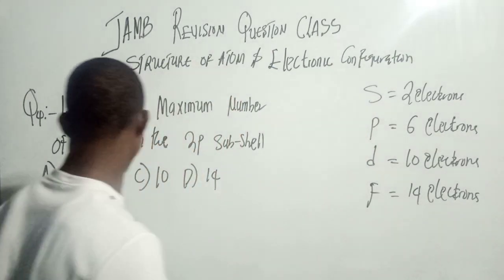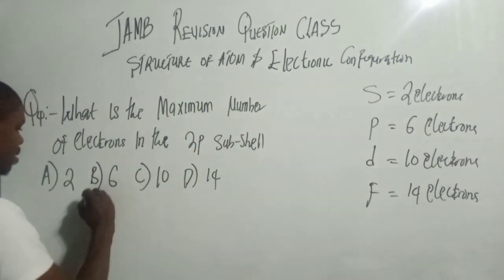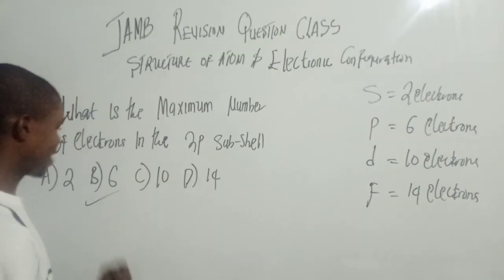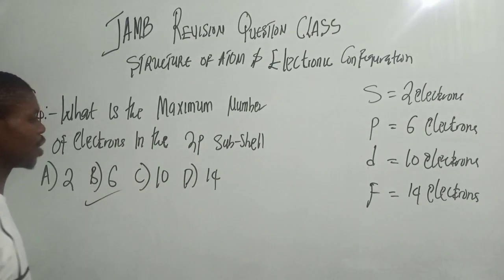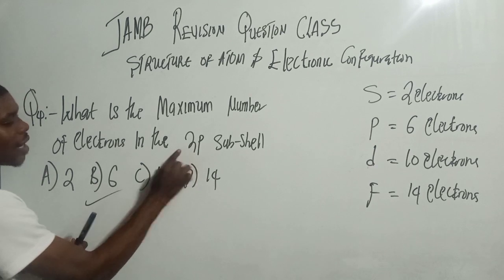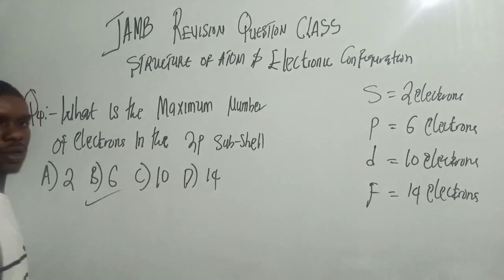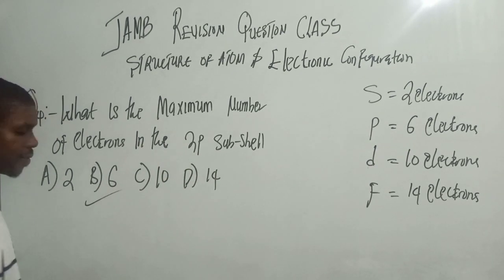6. So let's look at what the answer is. The answer is C. Do you get that? The answer is 6, because I'm talking about the maximum number of electrons in 2p. Don't look at the 2, look at the p. Do you get that? So that is the answer, C.